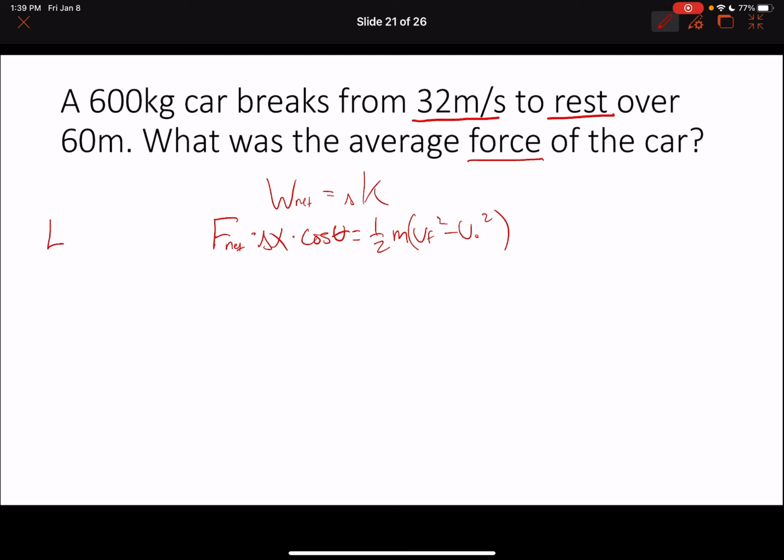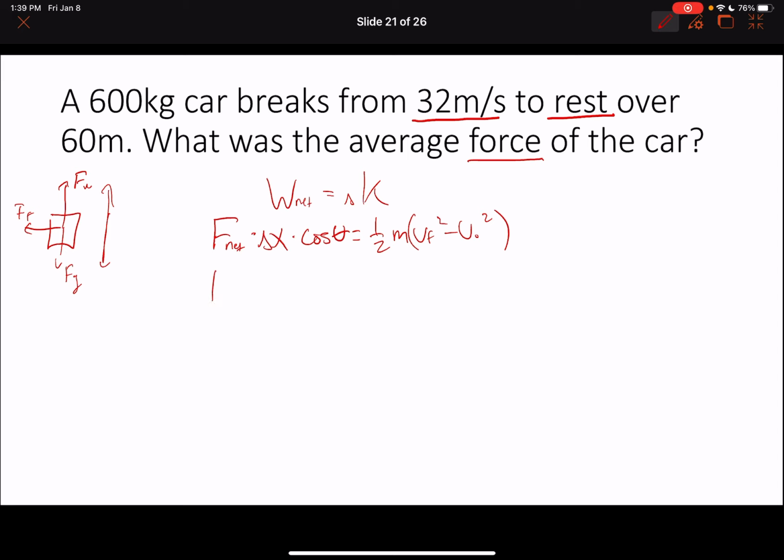Because if we draw a free body diagram, you'd realize that friction is what's slowing down the car, normal's up, gravity's down. There's only one force that's really causing net force because these two are balanced. Therefore, the net force is the frictional force. That's what we're looking for. We're looking for the frictional force, that average force on the car.